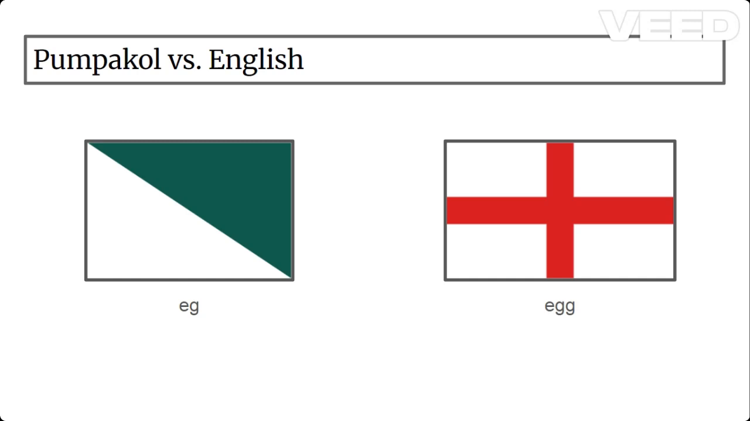Now, I was on the Wikipedia page for Pumpakol, as you do, when I noticed that their word for egg is literally just egg, like the English word egg. Again, this is a complete coincidence. There is no explanation for this.